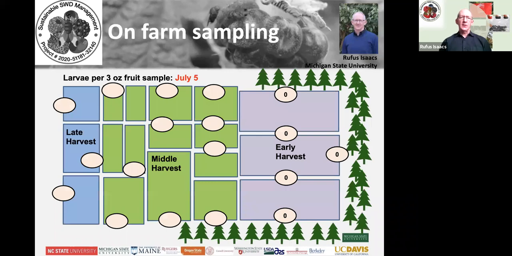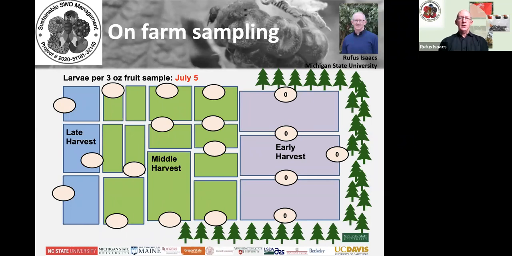So I'm going to run through a series of slides here where you can see this example farm where we had early, middle, and late harvested fields. And then we're starting in the middle, at the beginning of July. July 5th was this sample. And you can see that at the beginning, these early harvested varieties, for our region, early harvested blueberries typically miss a lot of the SWD pressure. So we've got 0 larvae per sample of 3 ounces of berries.